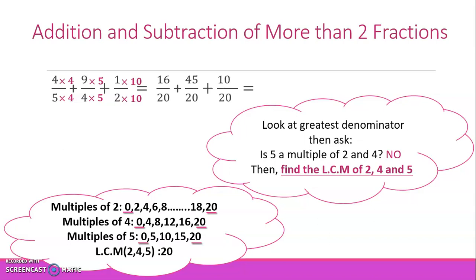Now, the three fractions are over 20, they have the same denominator. I keep the denominator as it is and only add the numerators. 16 plus 45 plus 10, it's equal to 71.